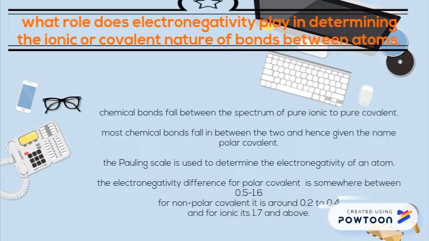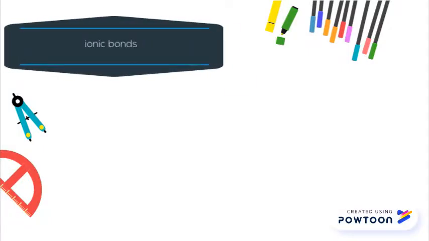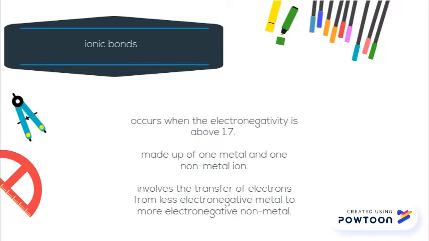The electronegativity difference for polar covalent is somewhere between 0.5 to 1.6. For nonpolar covalent, it's around 0.2 to 0.4, and for ionic, it's above 1.7. Ionic bonds. They occur when the electronegativity difference is above 1.7. They are made up of one metal and one non-metal ion. It involves the transfer of electrons from the less electronegative metal to the more electronegative non-metal.